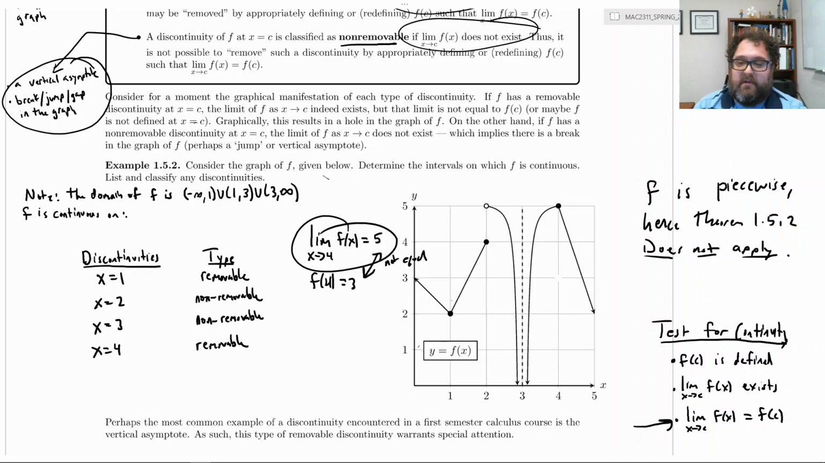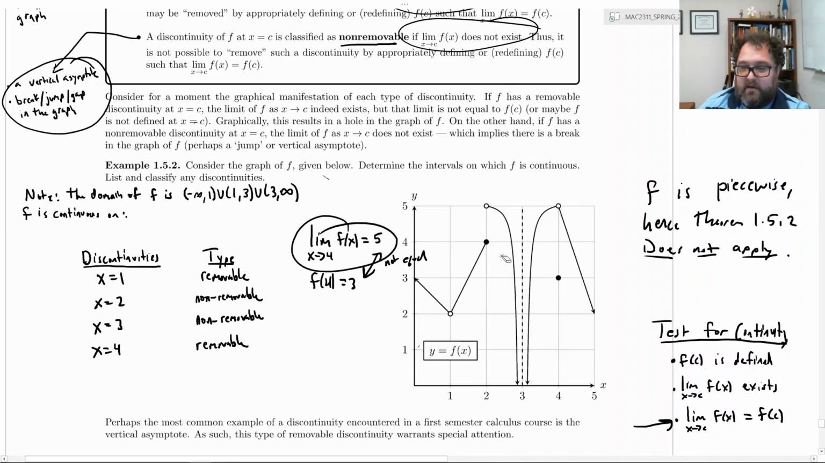However, you can't do that at 2 and 3. When you have a vertical asymptote, there's no way to fix that with a single point. Likewise, at 2, there's no way to fix this with a single point. You can't bridge the gap with a single dot. We fixed this situation with a single dot. We fixed this situation with a single dot. We can't fix the situation at 2 and 3 with a single dot. Therefore, they are non-removable discontinuities.